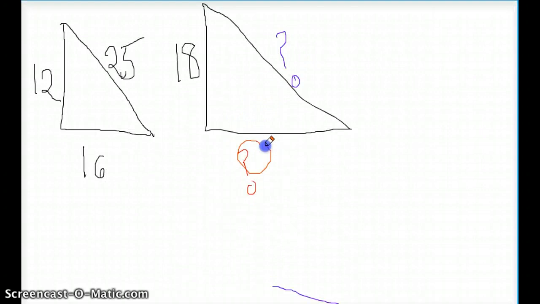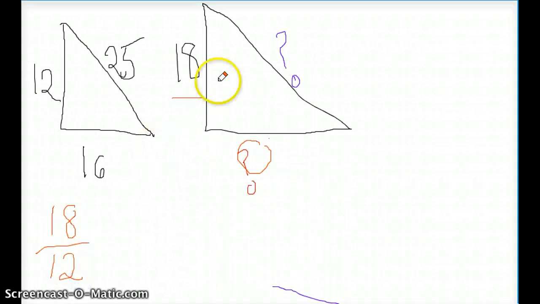We'll do the red or the bottom measurement. And what we're going to do is set up a proportion between corresponding measurements. If you notice, the side 18 is given in the larger triangle, and that corresponds to the side of 12 in the smaller triangle. They're the same up-down measurement, the vertical measurement.